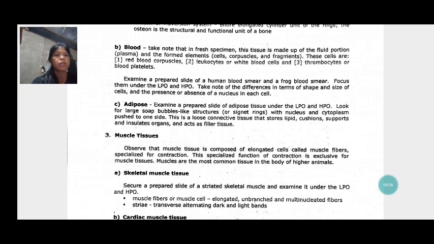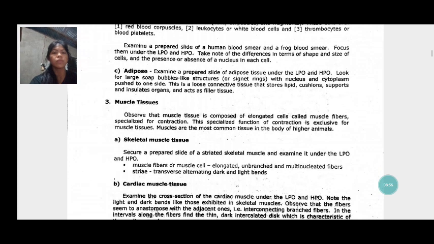Examine a prepared slide of a human blood smear and a frog blood smear. Focus them under the LPO and HPO. Take note of the differences in terms of shape and size of cells and the presence or absence of the nucleus in each cell. Third is adipose.